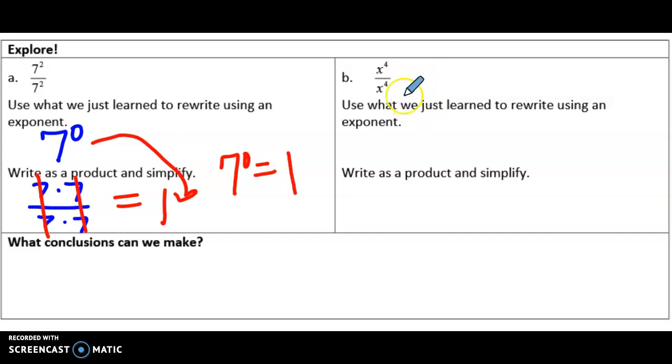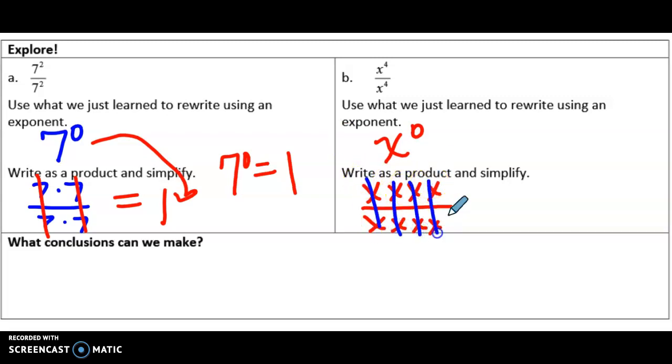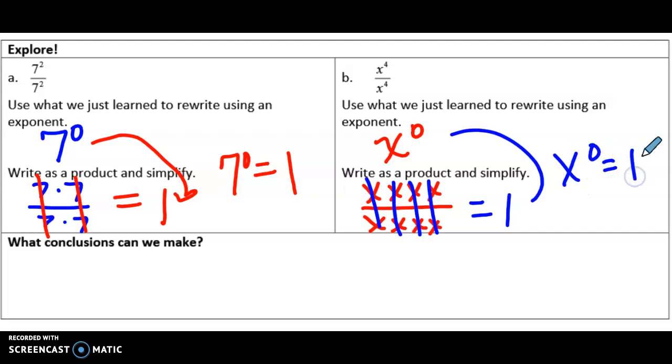What did we just talk about? When you have x's in the numerator and the denominator, we try to look where there are more. There are no more in the numerator or the denominator. In fact, the difference is 0 between them. And if we were to write that out, the original problem, you can see this is 1, this is 1, this is 1, this is 1. Therefore, this would be equal to 1. So x to the 0 power is equal to 1.